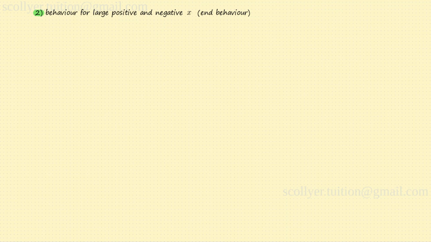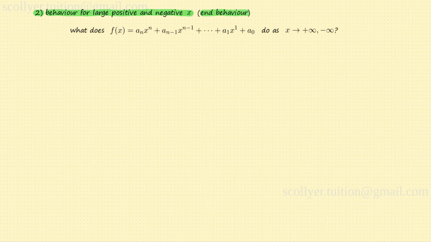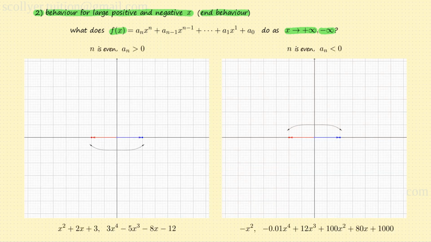Point 2 involves the behaviour of polynomial functions for large positive and negative x, and this is sometimes described as the end behaviour. And the question here is, what does the general polynomial function f of x do for large positive and negative x, i.e. what happens as x tends to positive infinity and negative infinity? It's convenient to consider the behaviour for polynomials of even and odd degree separately.